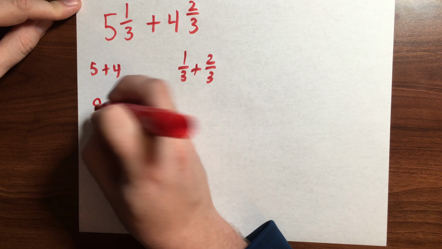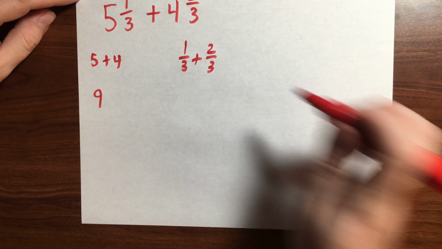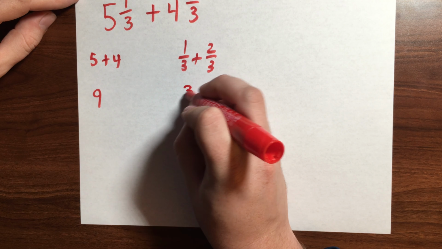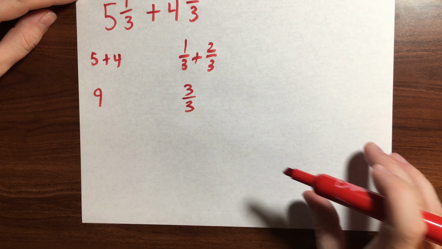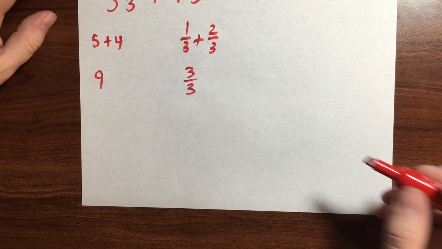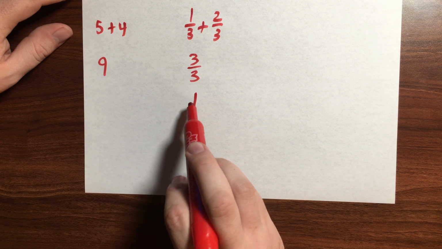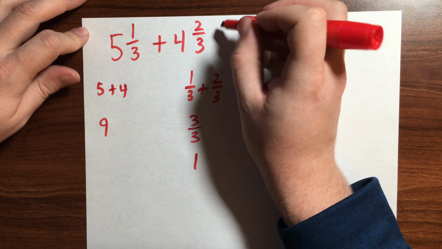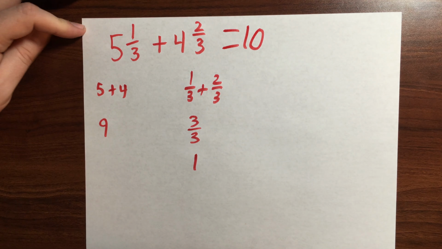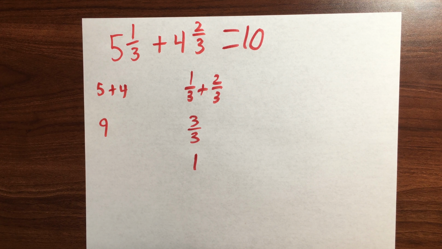5 plus 4 is 9, and I can leave that alone. 1/3 plus 2/3 is 3/3. 3/3 is the same as 1. So now I can do 9 plus 1 to get the answer to my problem, which is 10. 5 1/3 plus 4 2/3 is 10.